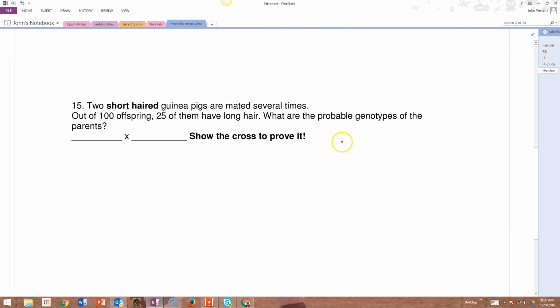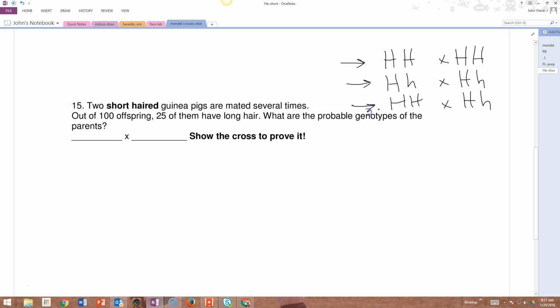So you have two short hairs that mated several times. Uh-oh. Now we have a problem. This is two short hairs, right? This is two short hairs. Aren't those all two short hairs? Crosses? You can have homozygous, homozygous, heterozygous, heterozygous, or homozygous, heterozygous.